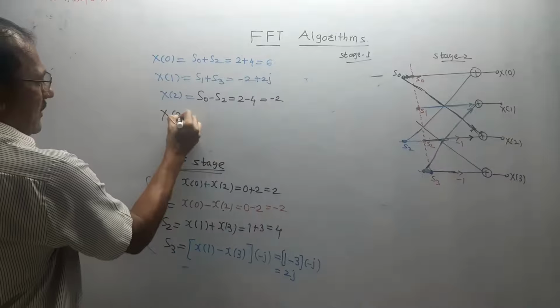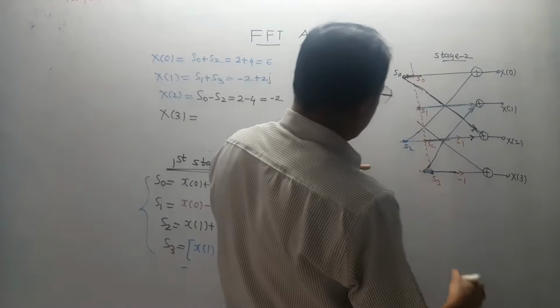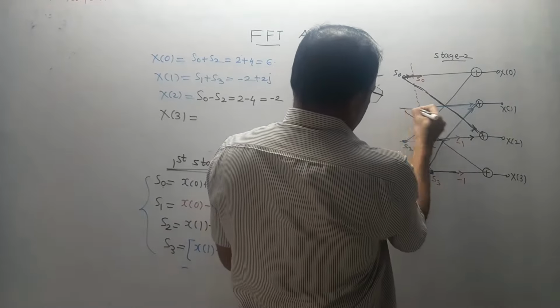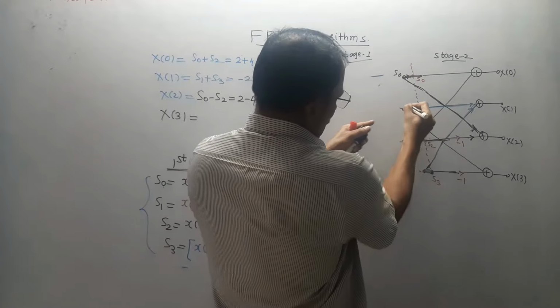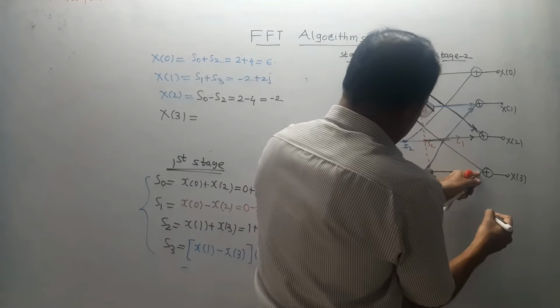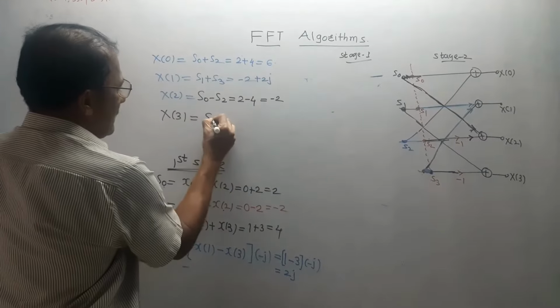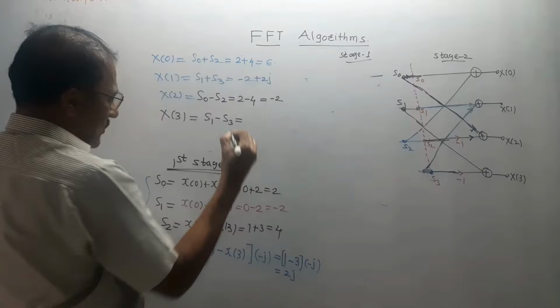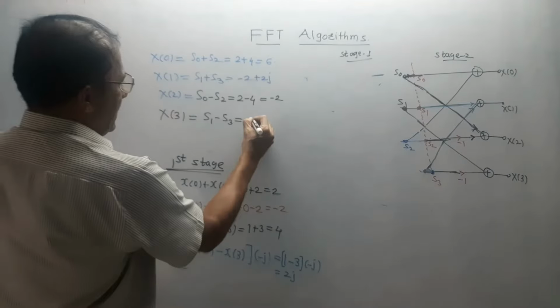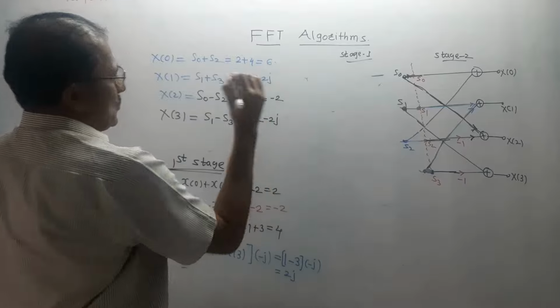Last output, x of 3. Again refer to the same diagram. For x of 3, this line, I have removed this earlier stage. So this was S1, the same point. So it is S1, then S3 into -1. So I will write it as S1 minus S3. The value of S1 is -2, the value of S3 is 2j, so it is -2j.